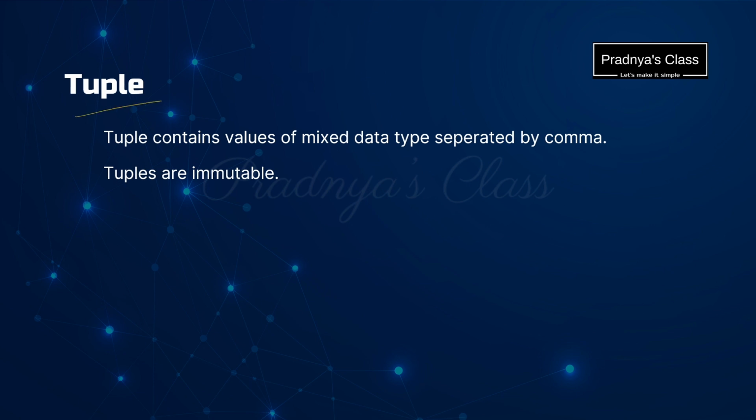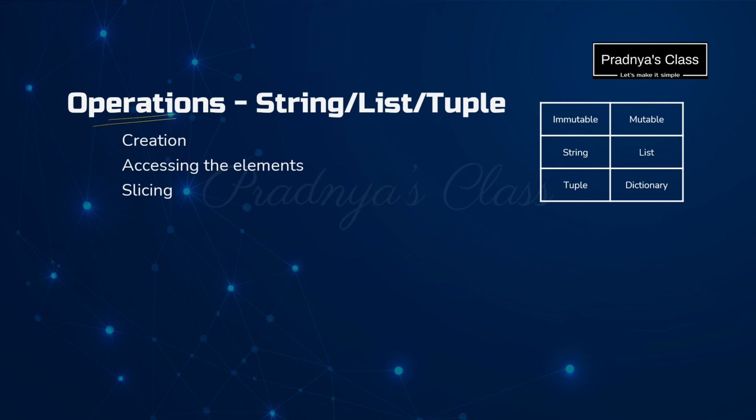Proceeding to the next data type, that is tuple. Like list, tuple also contains mixed data types which are separated by commas. Then what's the difference? List is mutable whereas tuple is immutable. We enclose list elements in square brackets, but in case of tuple we use round brackets. The operations which we perform on tuple are the same as on string and list. We create a tuple, we can access the elements of the tuple using index. Even we can do slicing on the tuple in exactly the same manner.